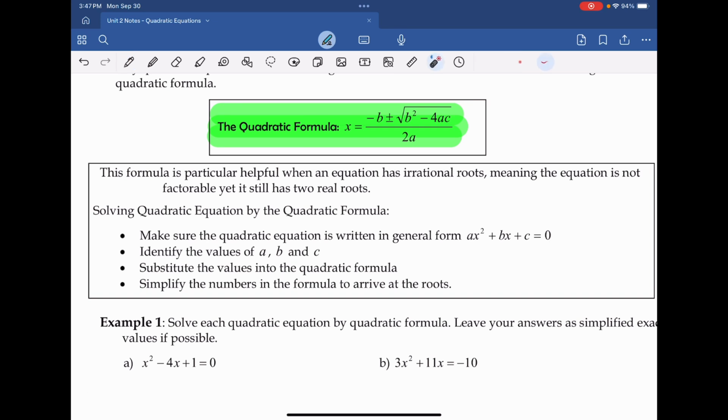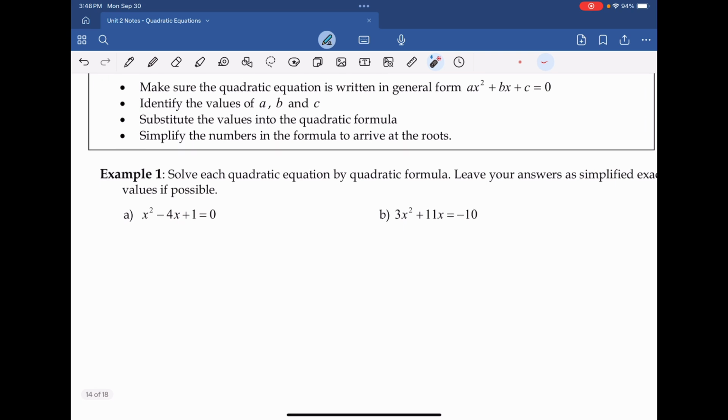Now, there's a couple of important things to look at when using the quadratic formula. First and foremost, it must be written in general form: ax squared plus bx plus c equals 0. We need to have all the terms on one side of the equation. The other thing we need to do is identify the values of a, b, and c. Really important that you take time to ask, what is my a, what is my b, what is my c, including the signs of them. Then we're going to take the formula, write it out, and sub in our values. Finally, we're going to simplify the numbers and arrive at simplified roots.